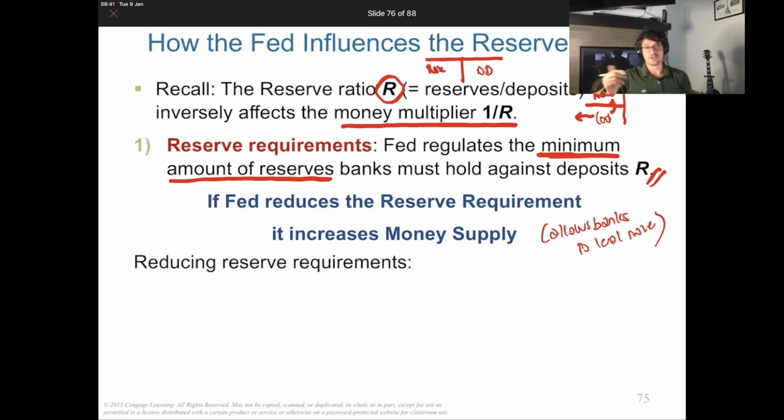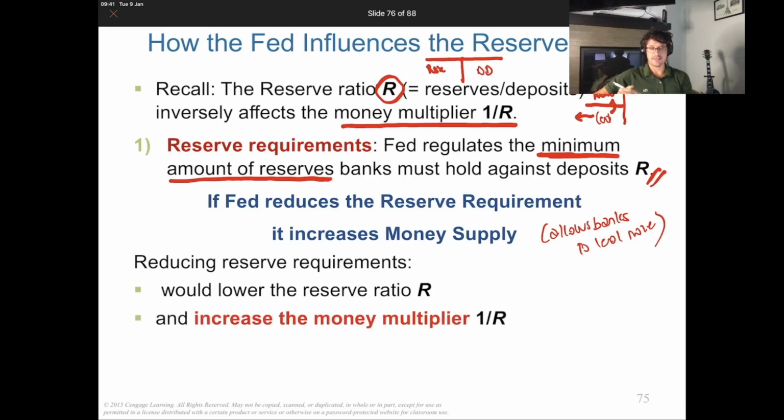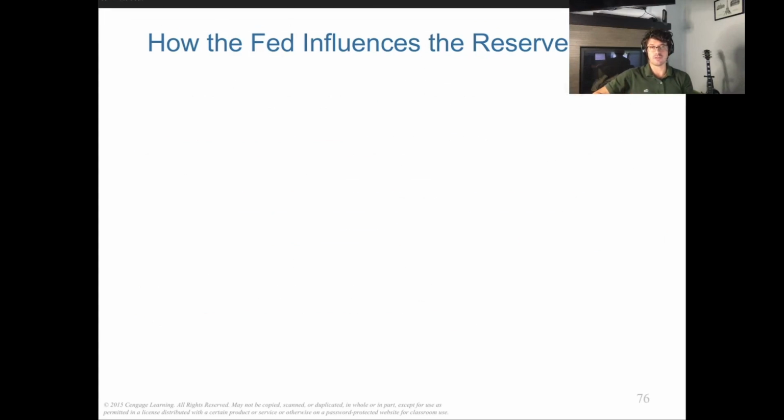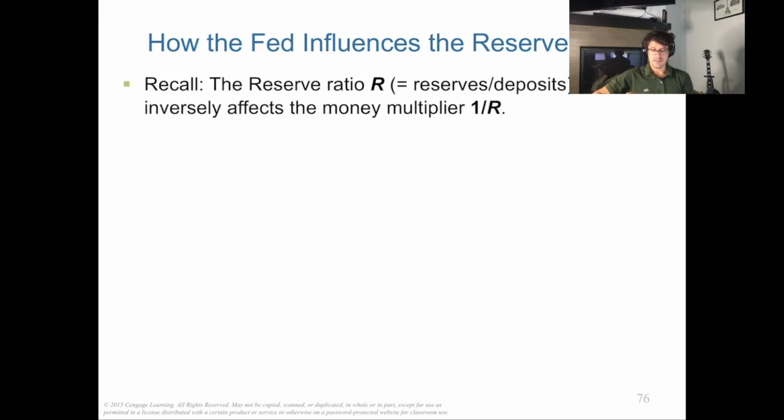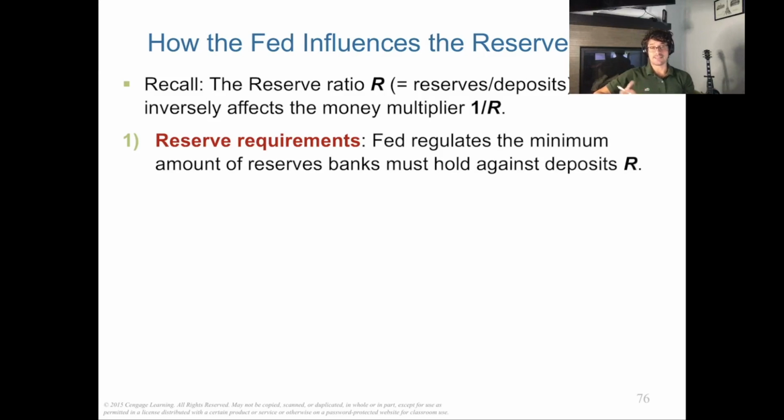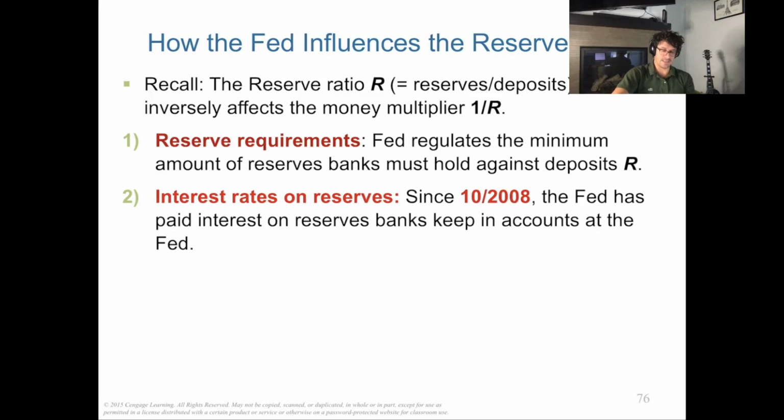Okay? So reducing reserve requirements will lower the reserve ratio, and through that increase the money multiplier, and through that the money supply. Now, this was a traditional tool, basically setting the reserve requirements, the reserve ratio. A new tool in 2008 was the introduction of interest rates on reserves. The idea is that the Fed provided an interest rate on the money that the banks were keeping in the Fed balance sheets.